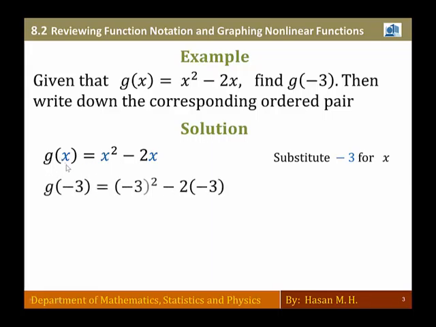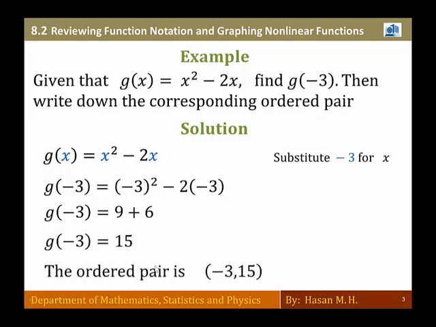g of negative 3 equals negative 3 squared minus 2 times negative 3. Negative 3 squared equals 9. Negative 2 times negative 3 equals 6. 9 plus 6 equals 15. g of negative 3 equals 15. And the ordered pair is negative 3 and 15.